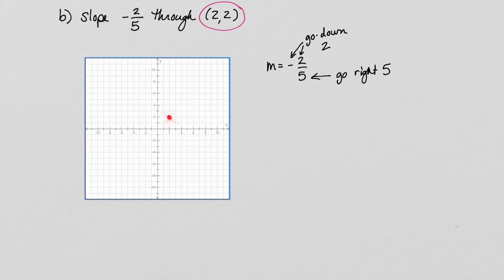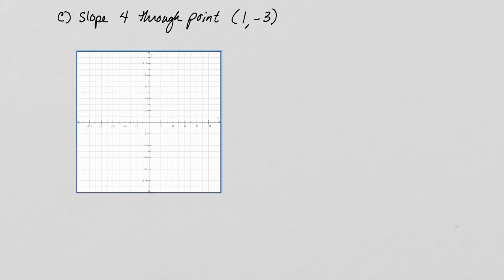So from this point here, I'm going to go down 2 and right 1, 2, 3, 4, 5. So we should end up right here at (7, 0). I'm going to put my second point right there. And now I'm going to connect those points again with a fairly straight line, right? If your line is not super straight, it's okay. I think I have one more for us.